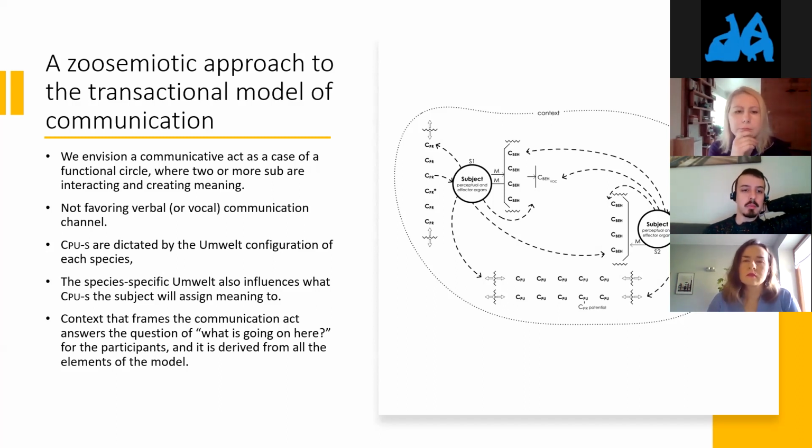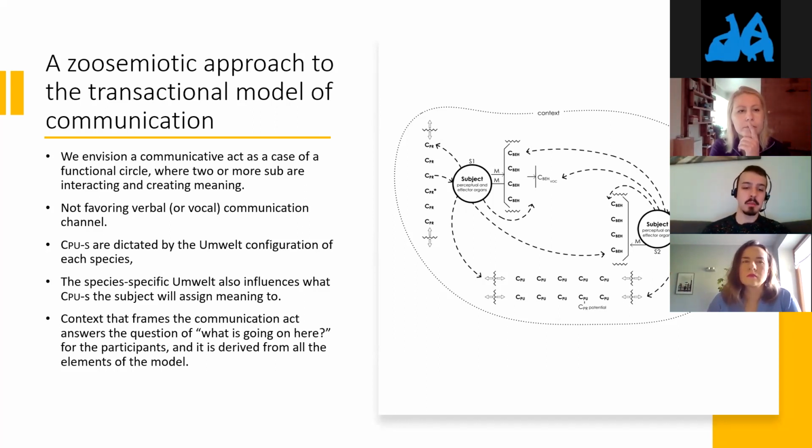Regarding behavioral cues, if we try to include the Umwelt model in the analysis of the communicative process, we understood behavioral cues as the repertoire that is influenced by the Umwelt of the species and the physiology of the organism. This includes all the gestures, body movements, chemical and vocal cues, depending on the species. Public cues that I was mentioning are available to all participants in the perceptual field.